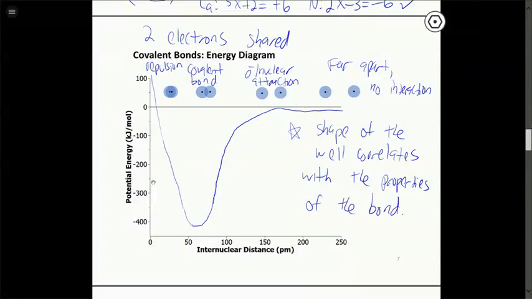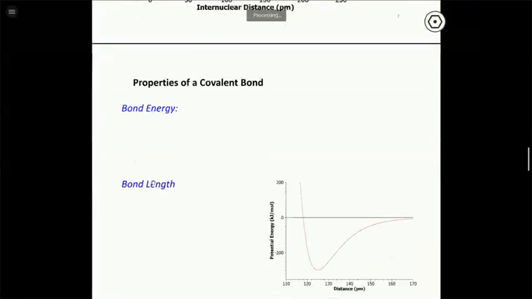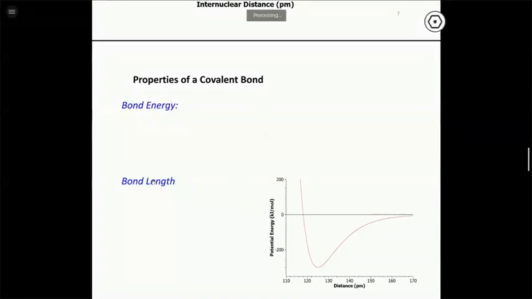All right, so how deep this is in energy. So we have how deep this well is, the location of the minimum on the x-axis. All those relate to certain key properties of a covalent bond, which we're going to get into now. The properties that they relate to are called bond energy and bond length.